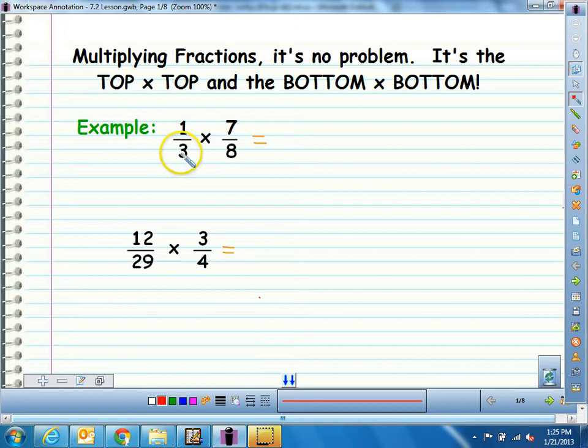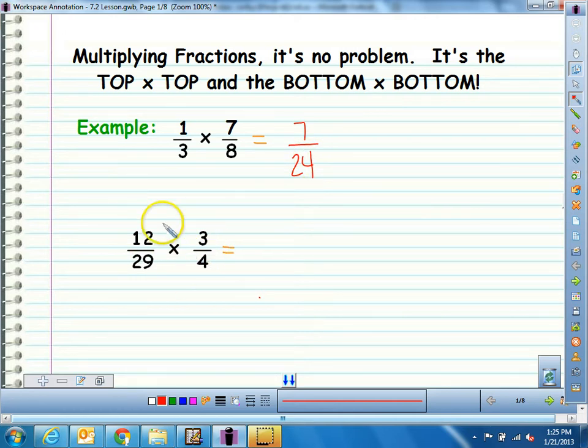So for example here, 1/3 times 7/8. I want you to do this problem right in your notes along with me. So we're going to take the top times the top. 1 times 7 equals 7. Bottom times bottom. 3 times 8 is 24. 7 and 24, they don't have any factors in common. 7 can only be divided by 7 and itself. That doesn't work with 24. So we're done. Absolutely nothing left to do.